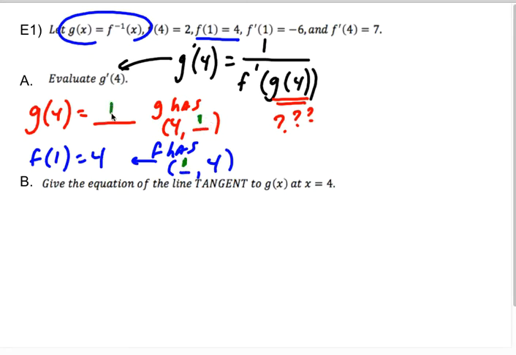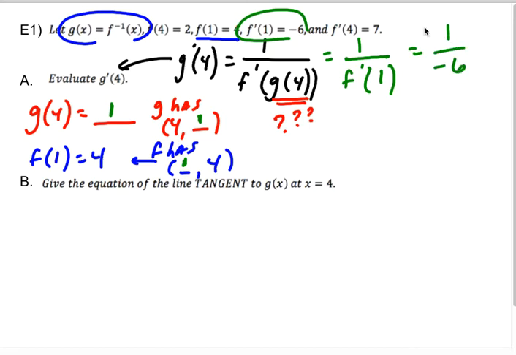Because essentially the way inverse functions work is they swap the x's and the y's. So if we know g of 4 is some mystery number, we can look at f and say, oh, f of some mystery number must be 4. Once I know g of 4 is 1, now it's just a matter of working backwards. So I have 1 over f prime of my g of 4, which is now 1. Then I look at the list of information I was given. I was given what f prime of 1 is, so that's 1 over negative 6. So that's the slope I was asked to evaluate, g prime of 4, and there you have it, it's negative 1/6.